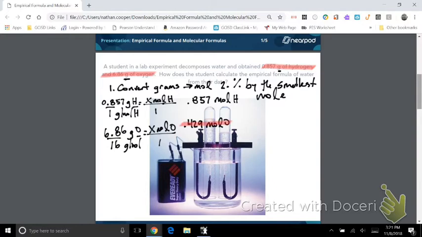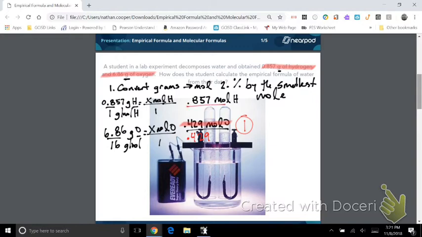So I'm going to divide all the moles here by the smallest mole. So 0.429 divided by 0.429 equals 1. This will ultimately be the number of atoms in my formula. There's 1 oxygen atom in the formula for water.